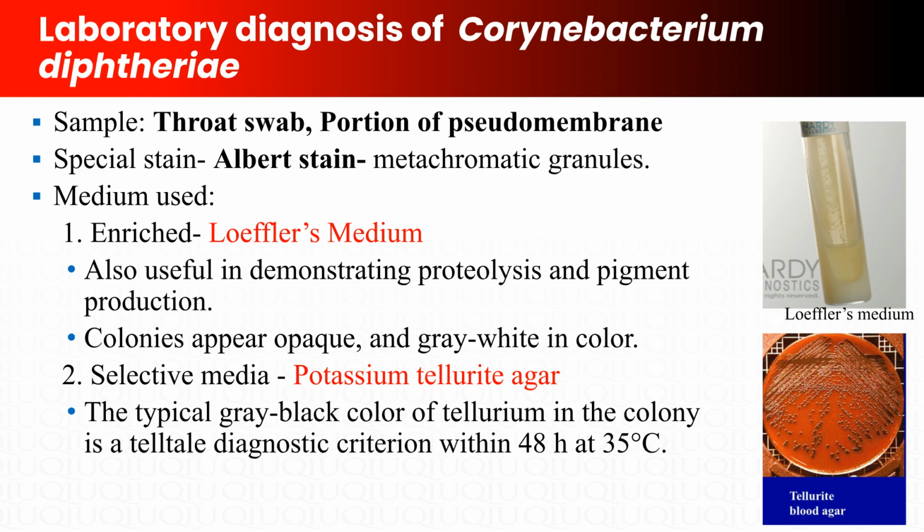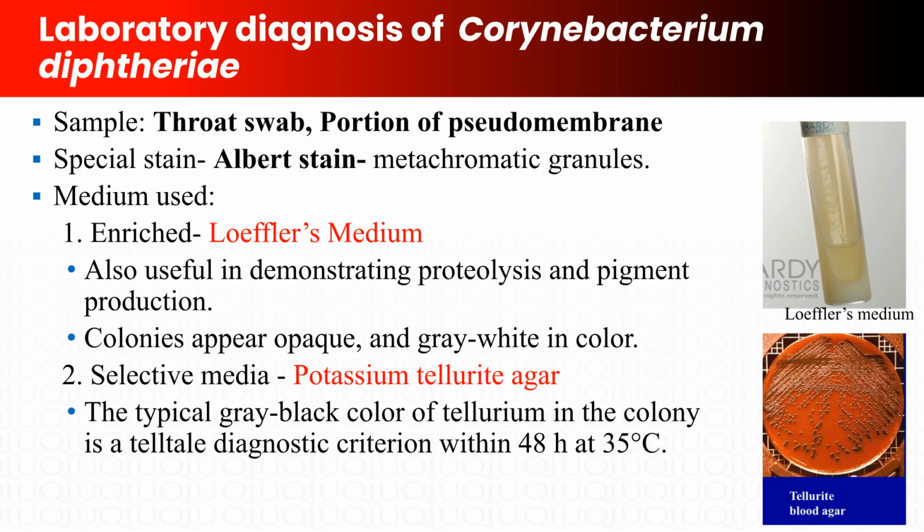Special staining is important for rapid preliminary diagnosis. Albert stain is a special stain that demonstrates metachromatic granules, also called volutin granules or Babes Ernst granules. These are polyphosphate storage granules within Corynebacterium diphtheriae that appear as dark blue or purple dots at the poles of the bacteria, while the bacterial body stains lighter. This gives a characteristic beaded appearance.